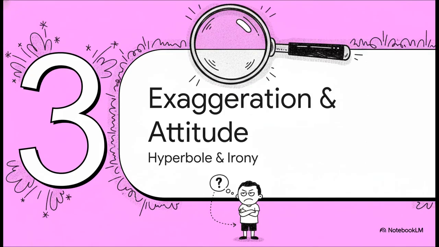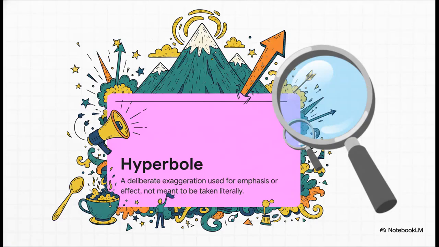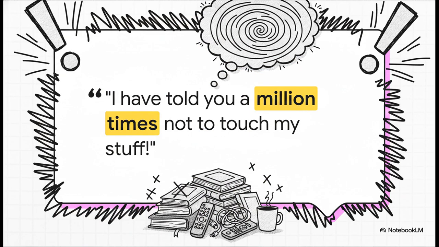Okay, now let's get into the tools that add some real drama, a little bit of humor, and a whole lot of attitude. These next two are all about playing with expectations. First up, we've got hyperbole. And trust me, you use this one all the time. It's basically the art of exaggeration. You're not trying to lie, you're just blowing things way out of proportion to make a point. I mean, think about it. Has anyone literally said this a million times? No way. But by saying a million, you instantly get just how frustrated that person is. Hyperbole is a fantastic shortcut to conveying really strong emotion.